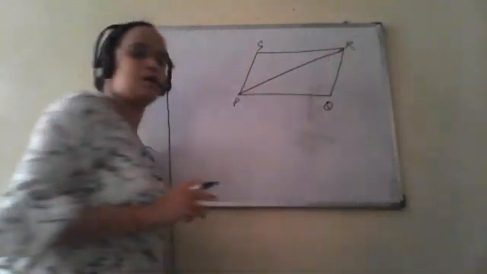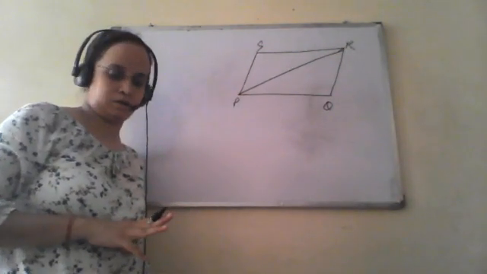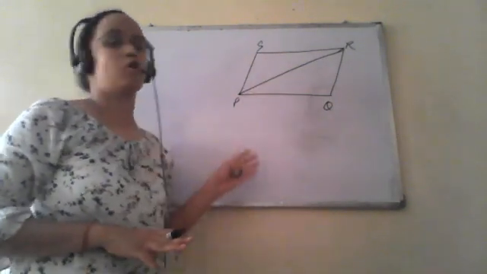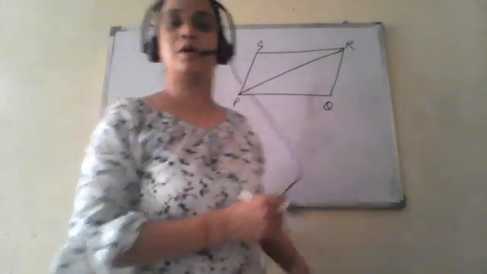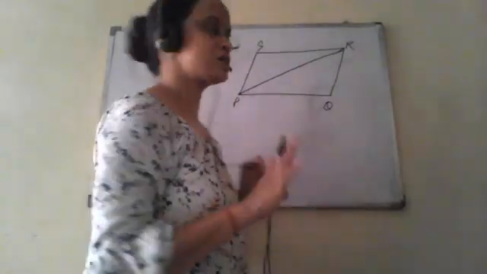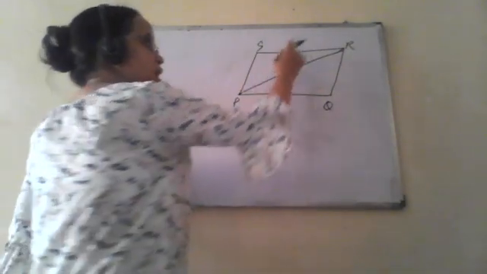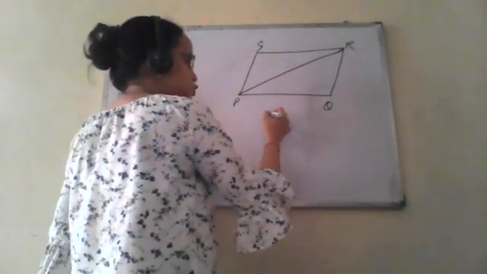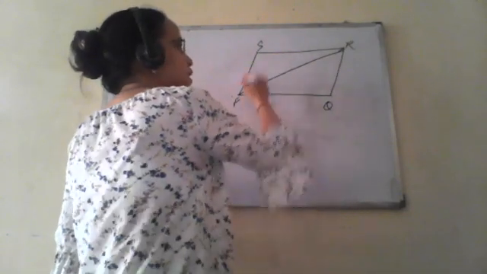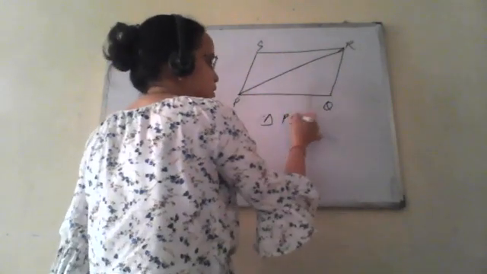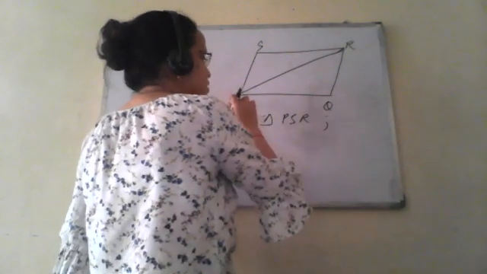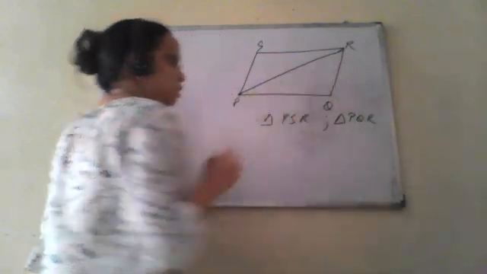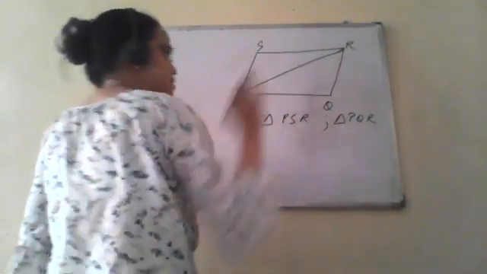What we are doing is, a diagonal divides the quadrilateral into two triangles. We cannot say these are congruent because we are not confirmed whether it is a parallelogram, a rhombus or a rectangle. So we are just assuming this diagonal PR divides this quadrilateral PQRS into two triangles. One is triangle PSR, and one is triangle PQR. There are two triangles given. Clear? Now this PR is the diagonal.